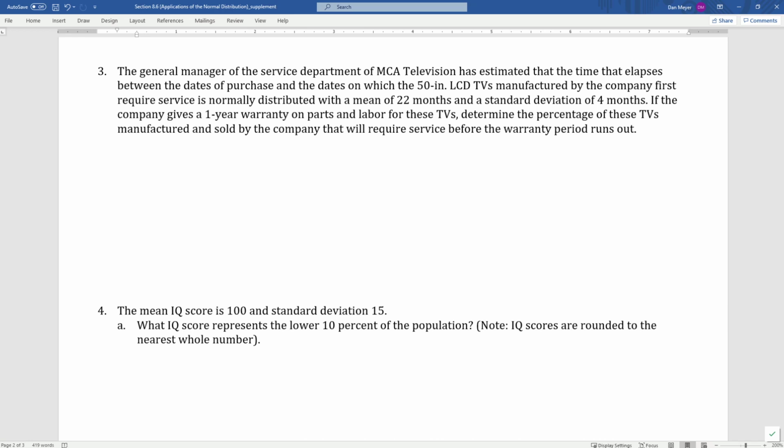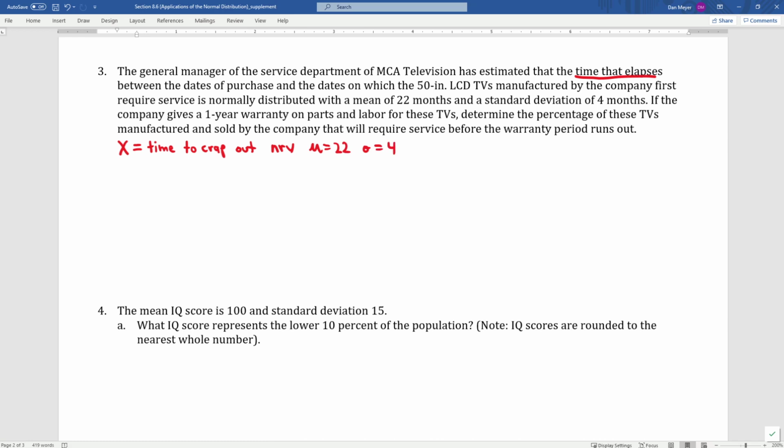So the idea here is that the thing that's normally distributed is the time that elapses between the date of purchase and the date where they require service. That's our random variable. So I guess we could say that this is time to crap out for this TV. And it's a normal random variable with a mean of 22 months and a standard deviation of 4.